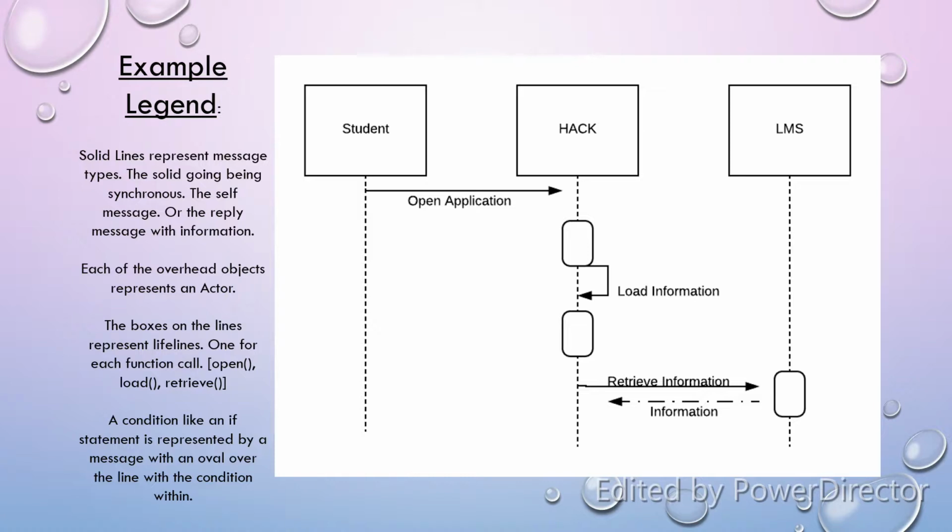One other aspect of the sequence diagram that is not shown is when you want to have a condition listed, such as a student puts in a password and the password needs to be correct to log on to hack. You will create a line for a message and you will have an oval over that line with the condition in it, such as it seeks the correct password. If it is not correct, then the condition is not met for that message.